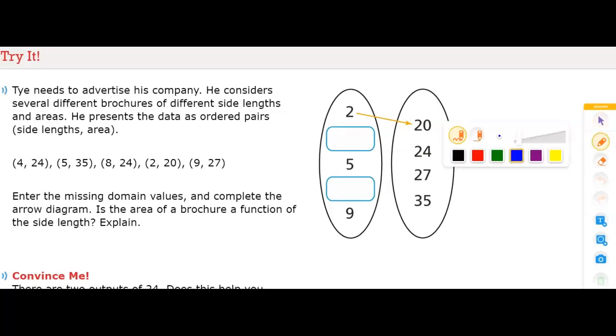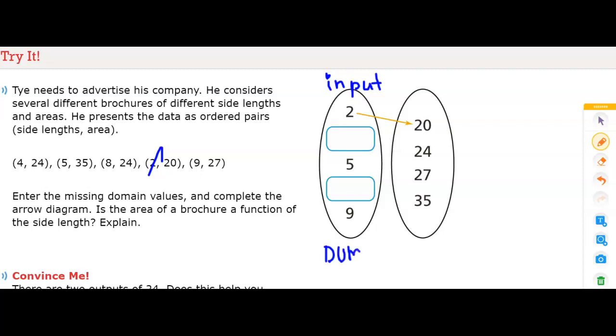We're going to complete the arrow diagram by putting in the missing numbers. So we already have 2. Our x values are going to be our input, I'll write it down here. This will also be called our domain. And then this will be our output. And this will be the range.